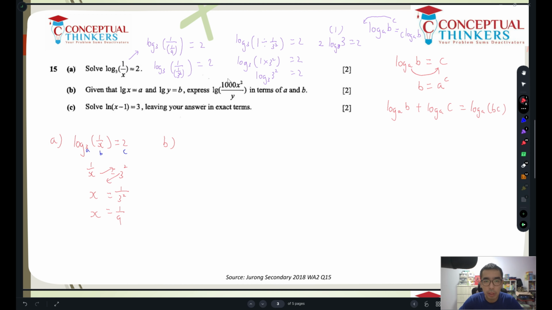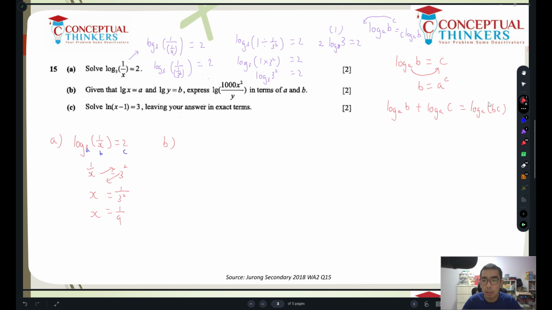So if you look at the top part here, this 1000 x squared, 1000 can be your B, then x squared will be your C. So we can actually use this. Okay, now I noticed that a lot of students can recall the rules this way, but if I do a reverse, they may have some issue.